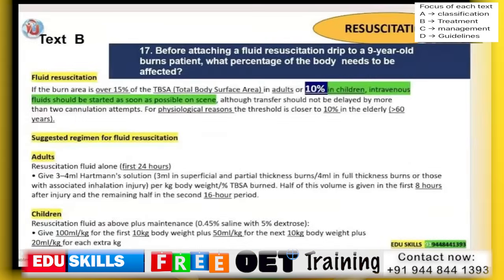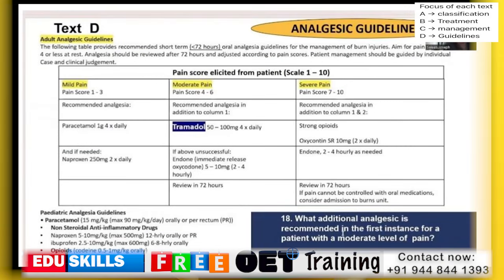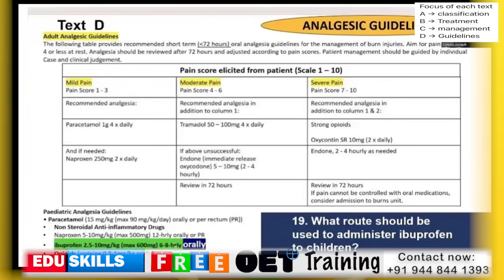Question number 19. What route should be used to administer ibuprofen to children? So the hedging words are ibuprofen to children. In text D, we can see in the last portion, ibuprofen 2.5 to 10 mg, 6 to 8 hourly orally. So the answer is orally.